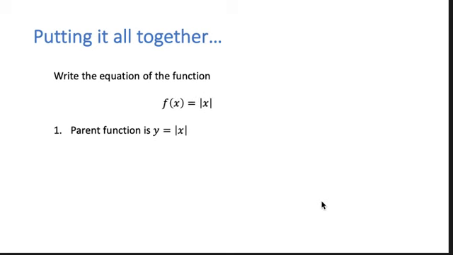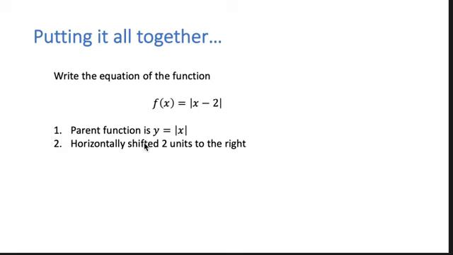So let me go piece by piece. The parent function is y equals the absolute value of x. There you go, absolute value. So make sure you have an absolute value of x. It's horizontally shifted 2 units to the right. Did you have a -2?